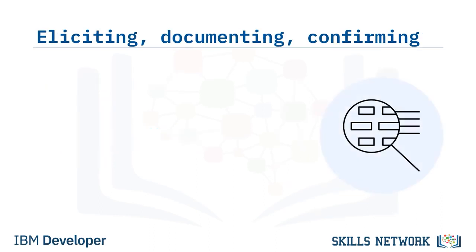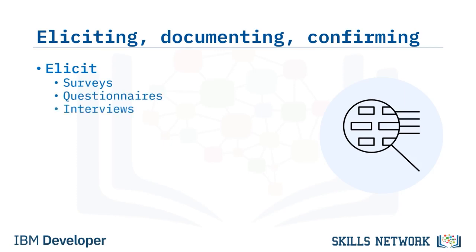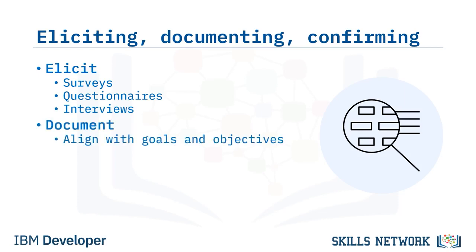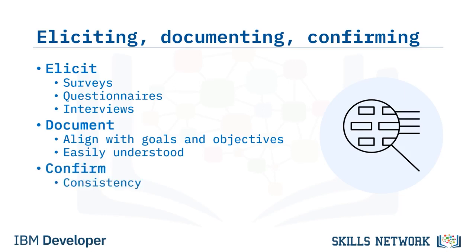The next 3 steps, eliciting, documenting, and requirement confirmation, are usually completed iteratively. Elicitation can be accomplished through surveys, questionnaires, and interviews. As the requirements emerge, they should be documented and checked to ensure they align with the goals and objectives. Documented requirements should be easily understood by stakeholders and the project team. In order to confirm the requirements, they should be analyzed to ensure consistency, clarity, and completeness. And after analysis, the requirements should be shared with and approved by the stakeholders.